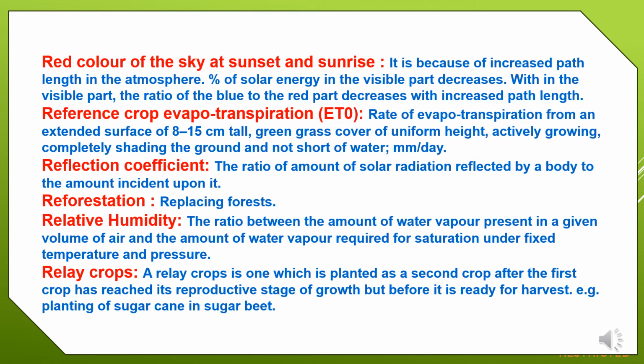Red color of the sky at sunset and sunrise. It is because of increased path length in the atmosphere. Percentage of solar energy in the visible part decreases. Within the visible part, the ratio of the blue to the red part decreases with increased path length.